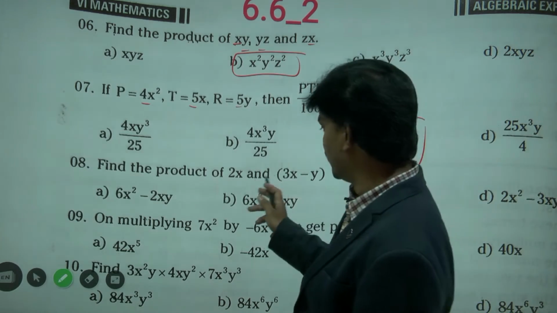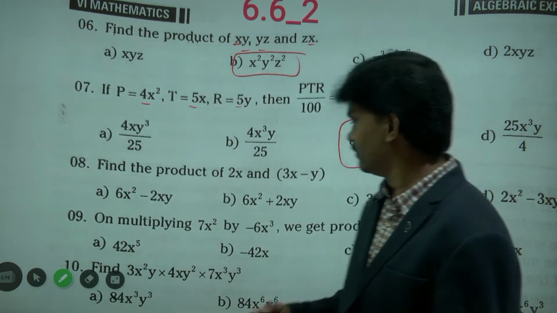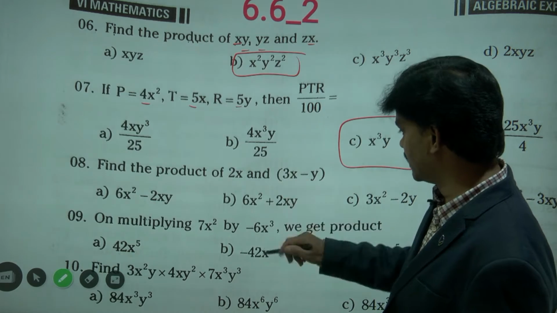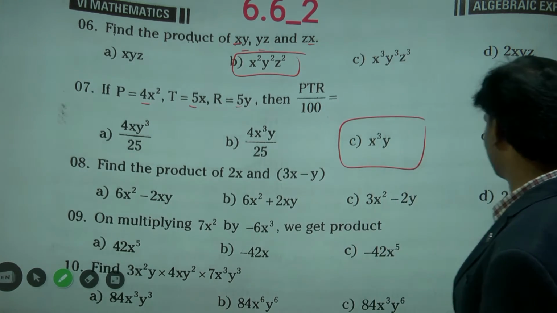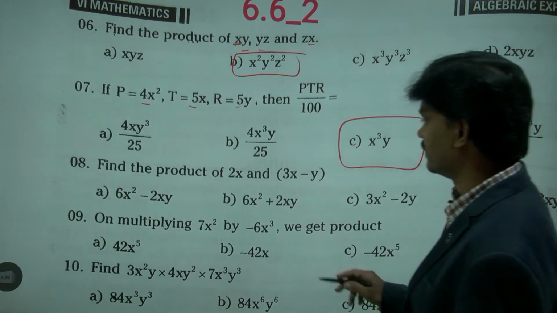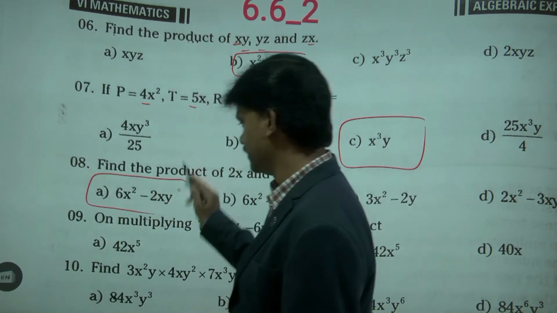So no need to substitute and do it like regular math. Find the product of 2x and 3x minus y. Here just multiply: 2 3s are 6x square, and 2 1s are 2, minus 2xy. So 6x square minus 2xy. Option A.